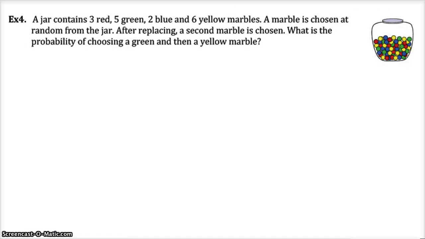A jar contains 3 red, 5 green, 2 blue, 6 yellow. This is all in one jar now, and a marble is chosen at random, and after replacing it, a second one is chosen. That's a big piece of information. What's the probability of choosing green and then yellow?